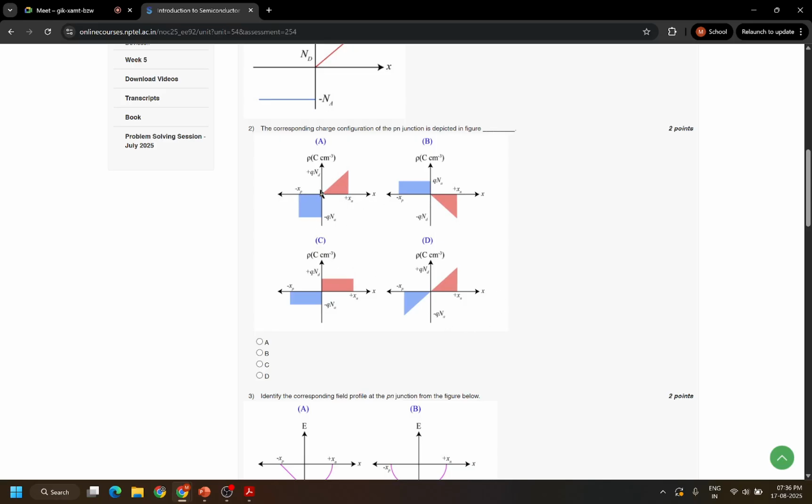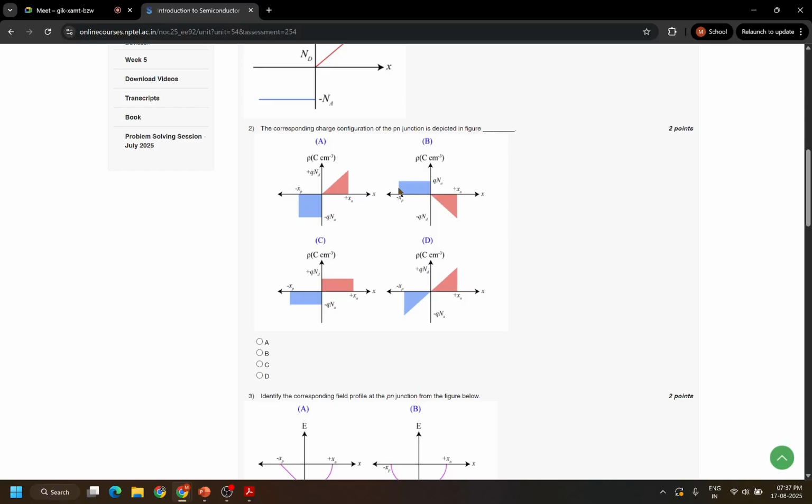So let's say I assume that A is the correct answer and I integrate over it. In this region, I have a constant charge minus q Na. So when I integrate it, I will get minus q Na x. So this will be linear. My field will go linearly like this, and this is a linear profile. So when I integrate over it, it will be quadratic. So it will go like this, linear and then quadratic.